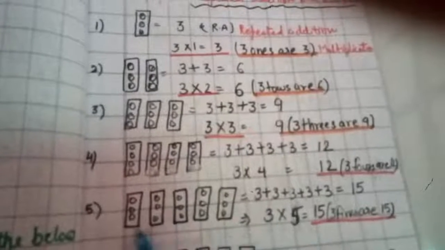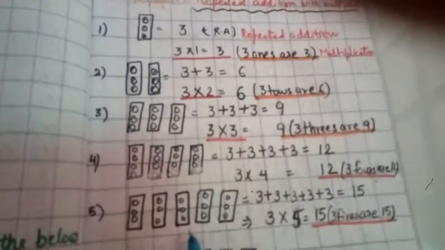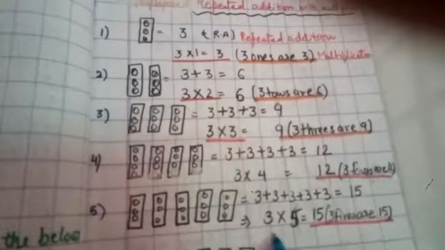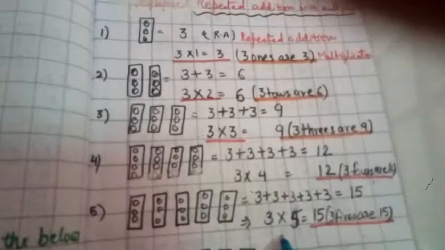Same goes with this 5 box. Each box has 3 balls. So what is the total of balls? 15. How will we change this repeated addition into multiplication? As we're doing the table of 3, then 3 multiplied by how many boxes are here? 5. Then the answer would be the same, 15.